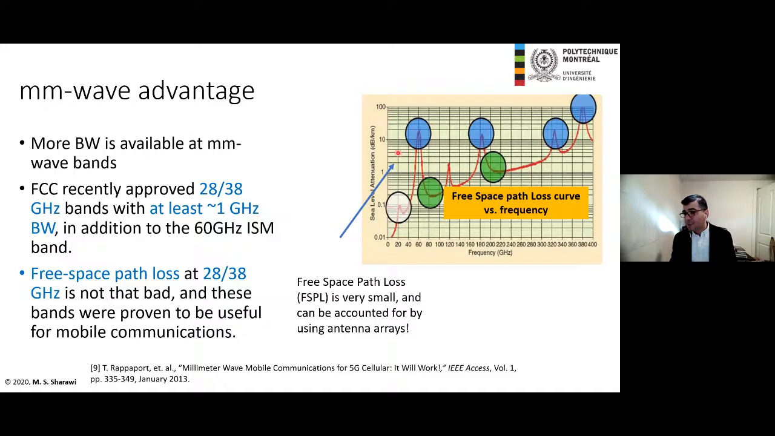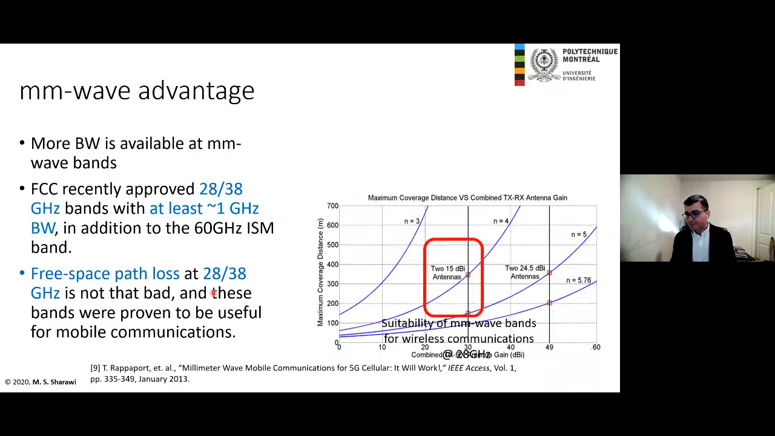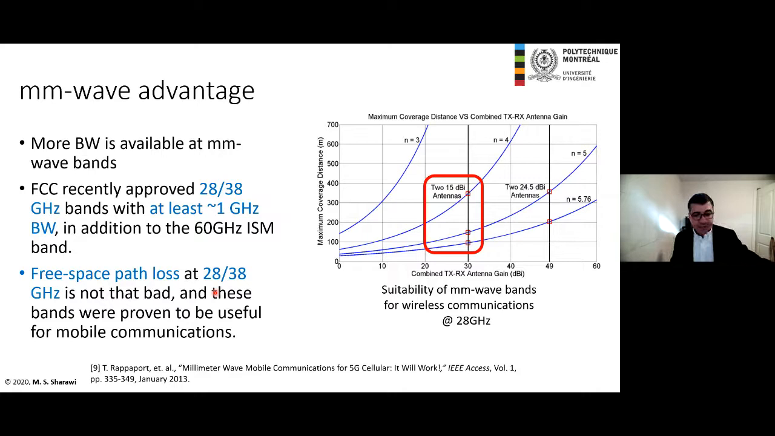So the advantage of using these bands is huge, and people have adopted them, and we are building the systems already in these bands. Of course, people were arguing that we will have an increase in the path loss because of these higher frequencies. That is correct. But if we have antenna arrays at these bands, we will have an added gain. If we can have an added gain of 15 dBi at the transmitter side and 15 dBi at the receiver side, we can actually reach connection coverage areas of up to 300 meters.